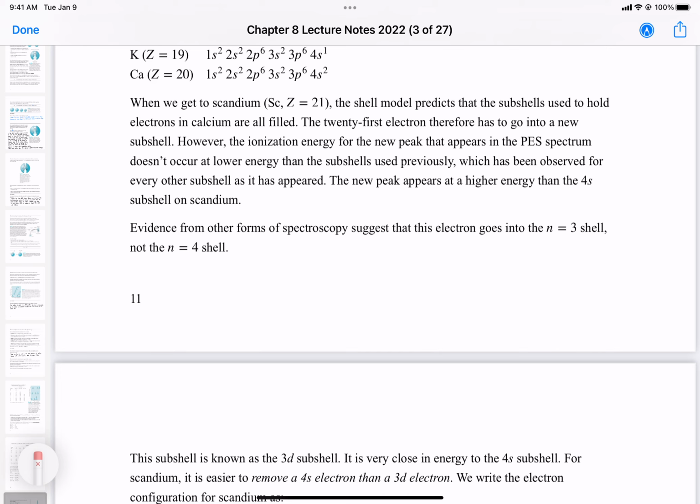So it's at higher energy than the 4s subshell in scandium. This suggests that it doesn't go into the 4p, because that would be of higher energy, so it should be easier to remove. In theory, what happens is that it actually goes into a different orbital, which is the 3d, and the 3d is slightly lower in energy.